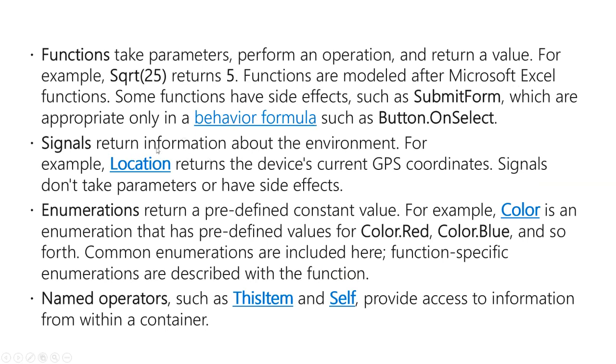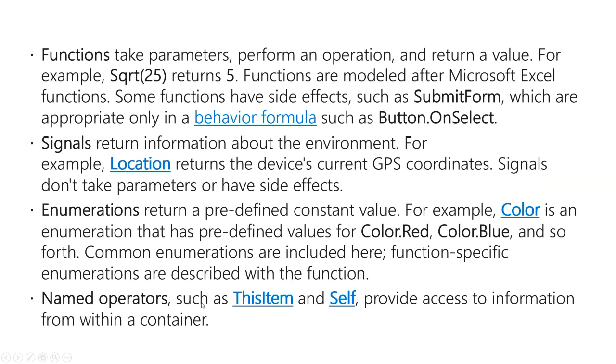Signals return information about the environment. You can use Power Apps to return the location of the device, the GPS coordinates. Signals don't take any parameters or have side effects. They just capture the GPS signal from the device itself. Enumerations return a predefined constant value. For example, Color is an enumeration that has predefined values such as Color.Red, Color.Blue, and so forth. Common enumerations are included here. Function-specific enumerations are described within the function.